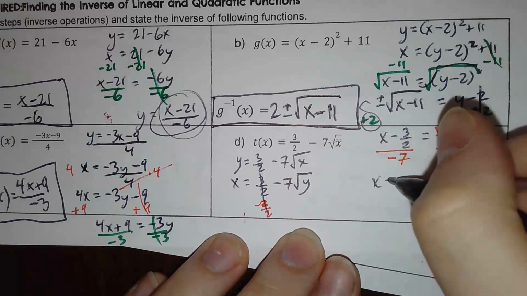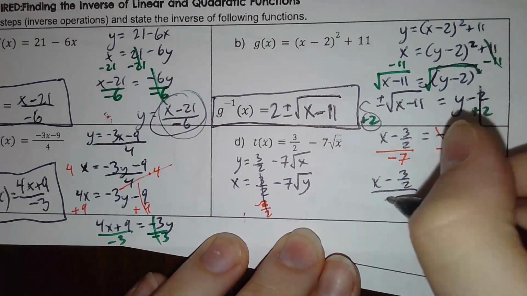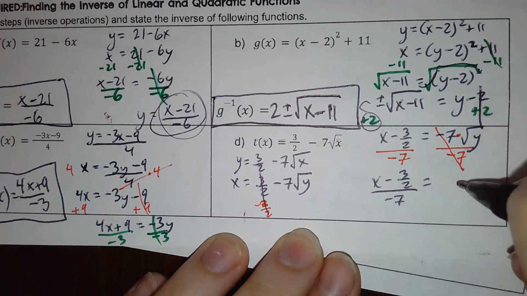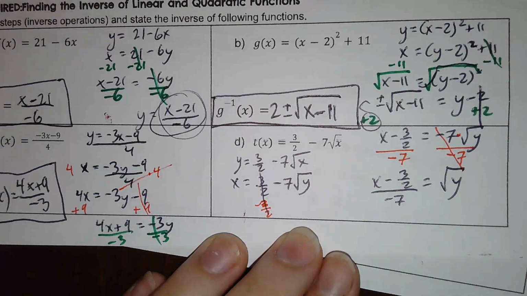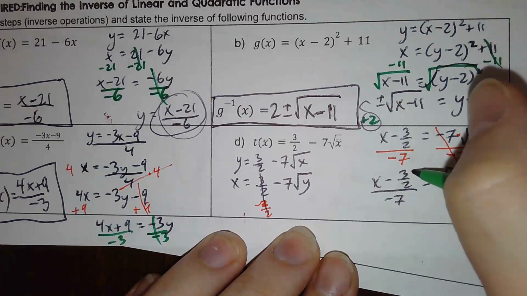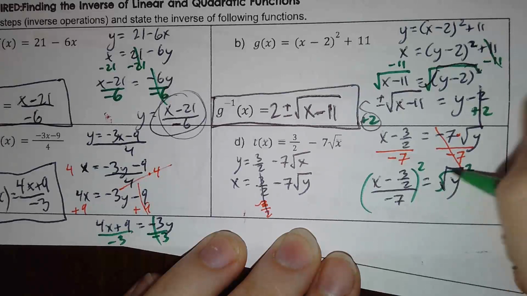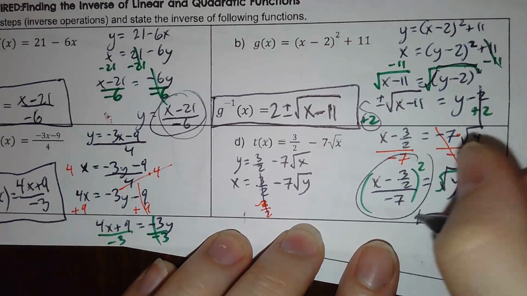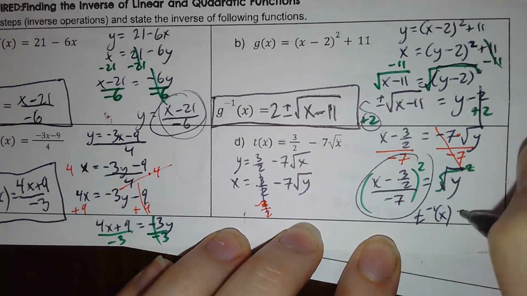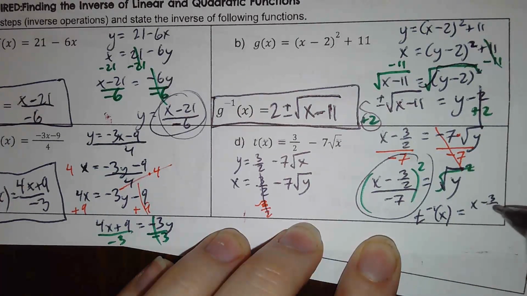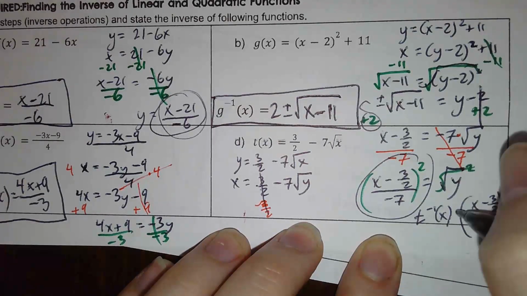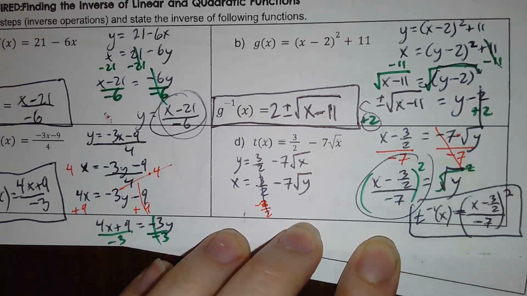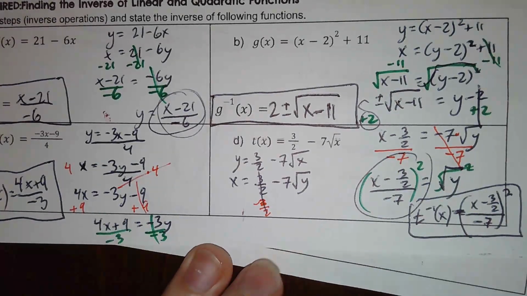Now that leaves me with x minus 3 halves over negative 7, which does look very weird, I will admit, equals the square root of y. To get rid of the square root, we'll do the opposite of square root, which is square. So I'll square both sides. Now my final answer is whatever is shown here. I'll say t inverse of x equals x minus 3 halves all over negative 7, all of that squared. And that's my final answer for 9E.